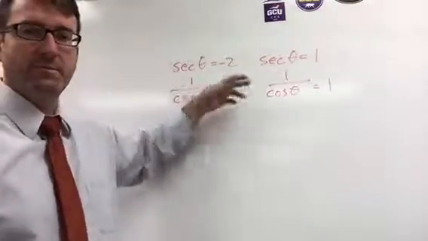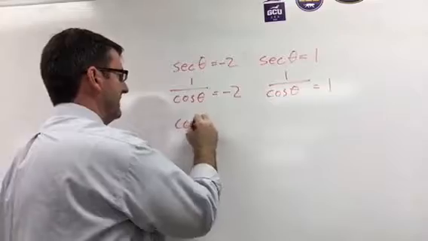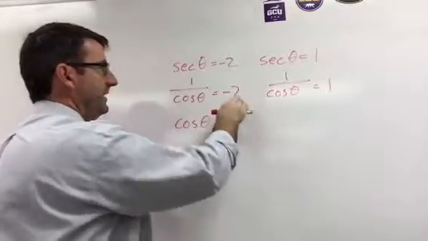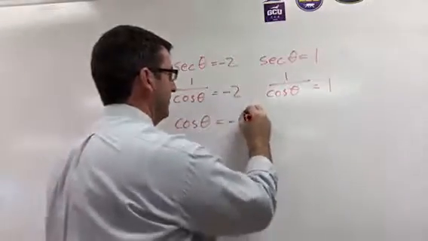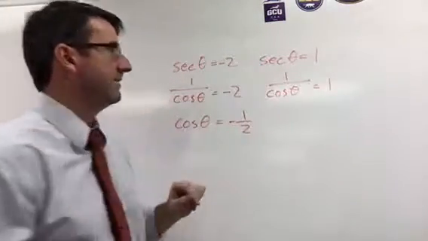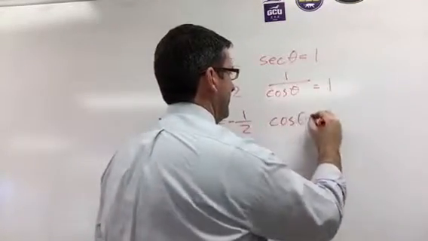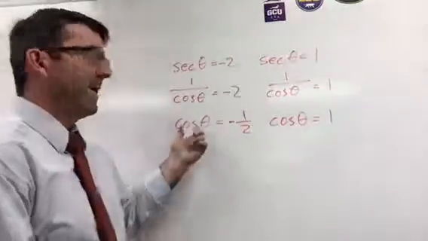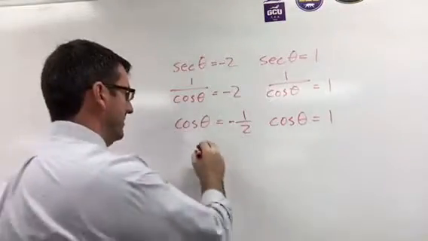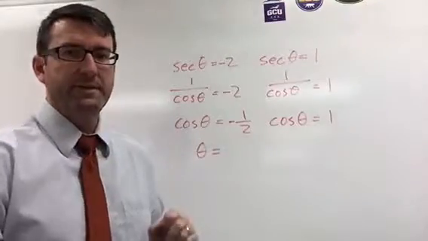And now let's take the reciprocal of both sides. So 1 over cosine, we flip that over, we get cosine. And the reciprocal of negative 2 is going to be negative 1 over 2, or negative 1/2. Over here, we get cosine, and the reciprocal of 1 is just 1. Now we can take the inverse cosine. So theta is going to be equal to the inverse cosine of negative 1/2.